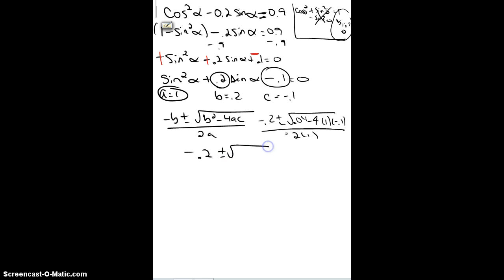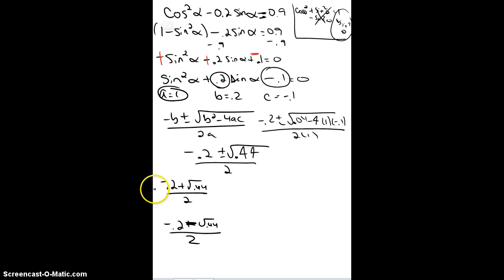Plus or minus, okay? And so go ahead, I'm going to grab my calculator here. All right, so go ahead and take, what is that? 0.04 minus 4 times 1 and a negative 0.1. All right, and you should get 0.44, so 44 hundredths divided by 2. All right, so I want a negative 0.2 plus that, all of that divided by 2, and a negative of that, the minus 1 this time, minus 0.44, square root, all over 2.